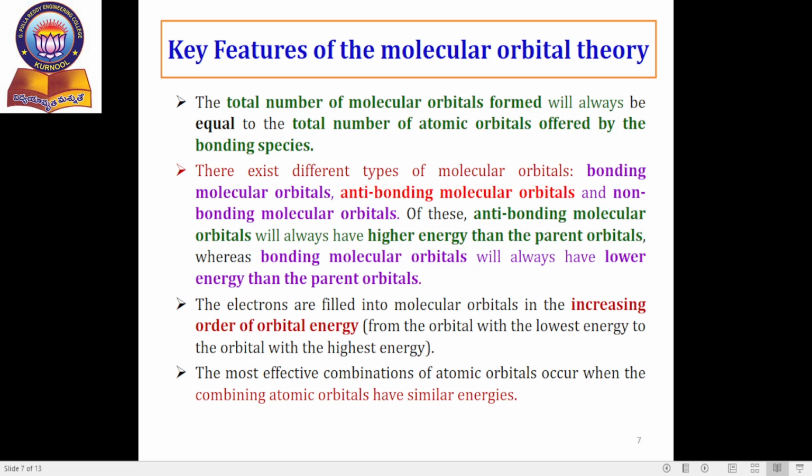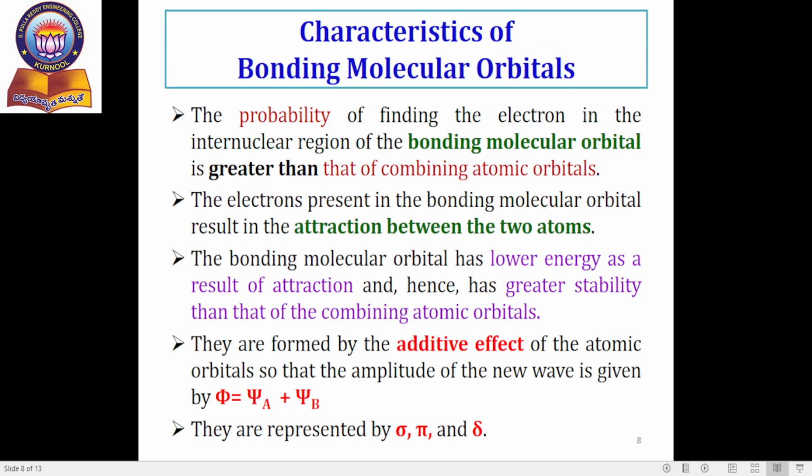The electrons are filled into molecular orbitals in the increasing order of the orbital energy, from the orbital with the lowest energy to the orbital with the highest energy. The most effective combinations of the atomic orbitals occur when the combining atomic orbitals have similar energies.